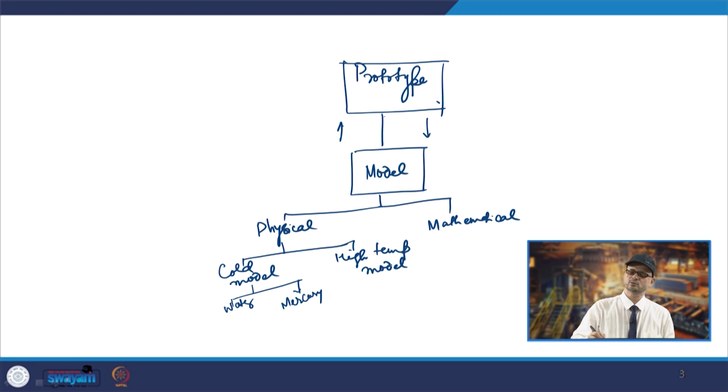Then if you come to mathematical models, certainly you are making different types of equations. These are conservation equations, and then we apply the boundary conditions which are subjected to the domain, and accordingly we try to predict the output parameters which are of interest to us. So that is how you can have the idea about the development of a model, either physical or mathematical.